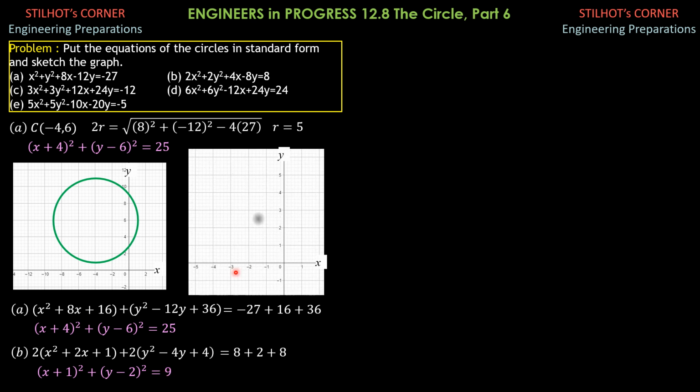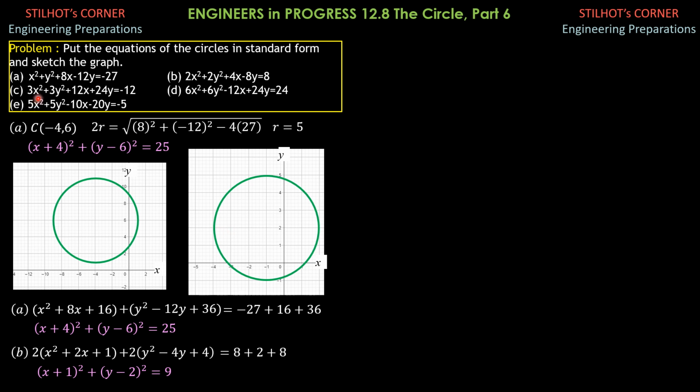So let's sketch. Negative 1 is here and positive 2 there, and the radius is 3, so it should pass through these points. That's 5 there, and there negative 4. So that's it for that exercise.